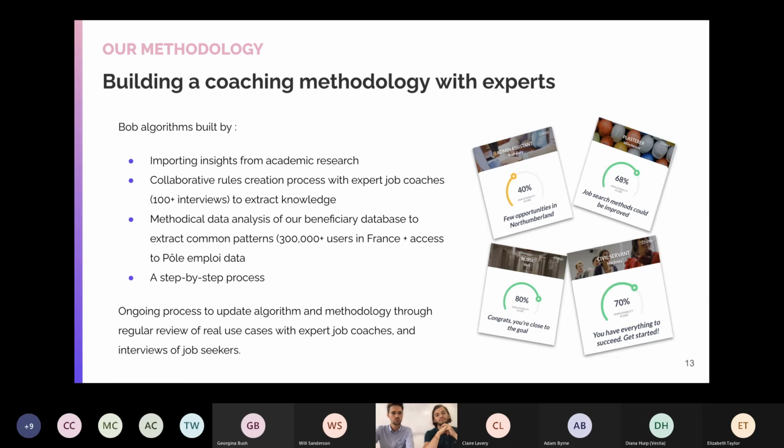Once we've done that, we've also run a lot of data analysis on our beneficiary database, on other data sets that we had access to through our partner Pôle Emploi in France, so millions of job seeker profiles. And progressively, we built that algorithm, continuously updating it with real user profiles, reviewing it with our internal evaluation tool.